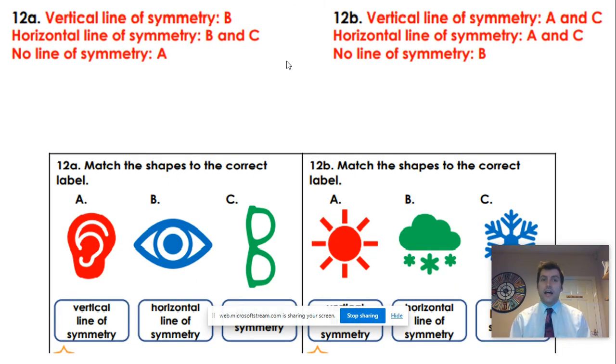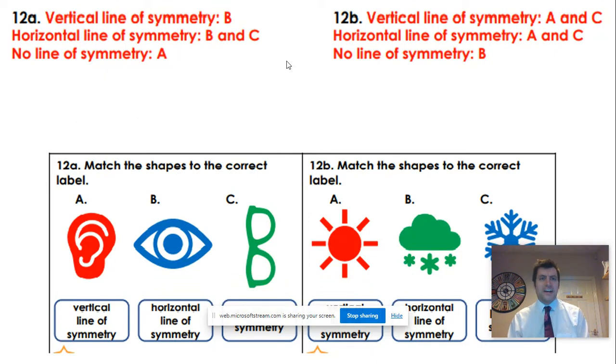Looking again here, vertical line of symmetry for B, that eye. Okay, hopefully you guys don't check this out, so I don't want to hear anybody chopping anybody's eye in half. To double check this, please make sure you don't.